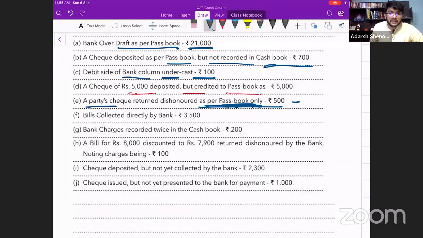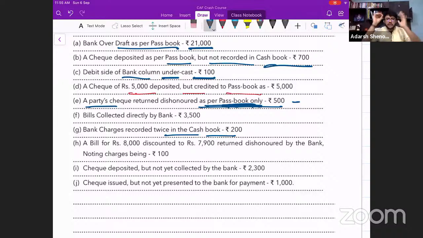Okay. Next one. Bank charges recorded twice in the cash book. This we know. Bank charges recorded twice in the cash book. So which balance is moved because of this? The cash book balance is moved.